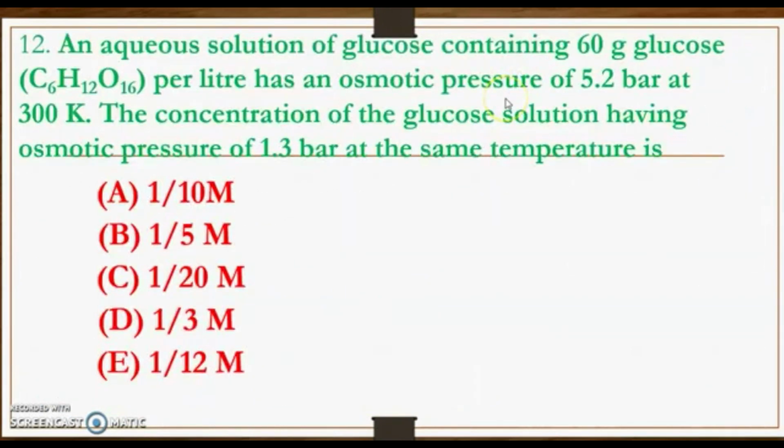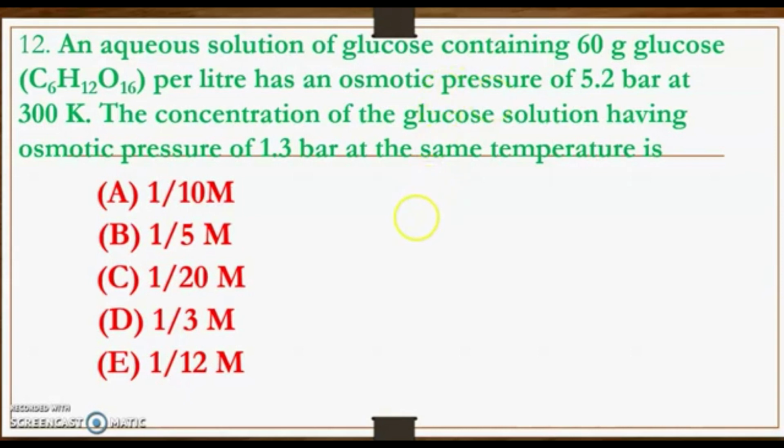Next one. An aqueous solution of glucose containing 60 gram glucose, its formula is C6H12O6, per liter has an osmotic pressure of 5.2 bar at 300 Kelvin. The concentration of the glucose solution having an osmotic pressure of 1.3 bar at the same temperature is?